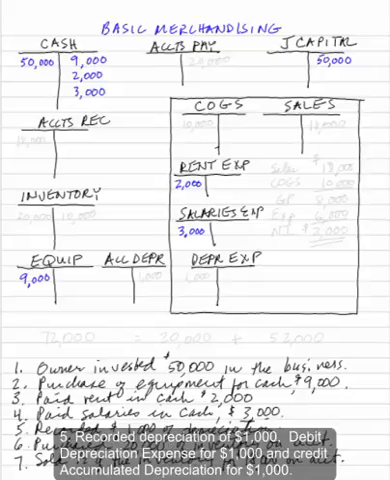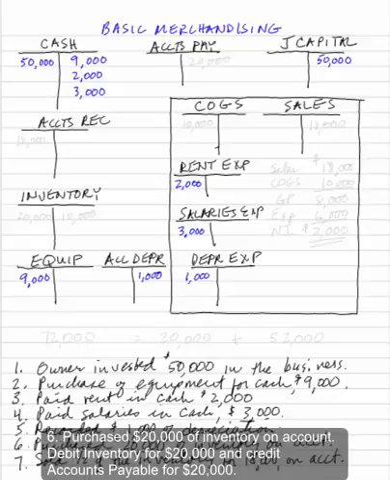Transaction 5, got depreciation on the equipment. Debit depreciation expense, $1,000. Credit accumulated depreciation for the same amount, $1,000. All right, now we're at the punchline of the story.